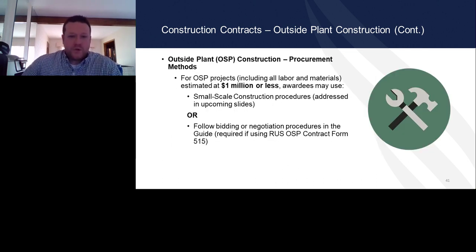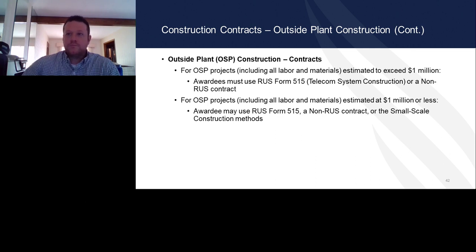Outside plant construction procurement methods, continued. For outside plants, including parts and labor, estimated at $1 million or less, awardees may use small-scale construction procedures, which will be covered in upcoming slides, or they can bid or negotiate following the 515 process. For outside plant construction contracts, including parts and labor, estimated to exceed $1 million, awardees must use the 515 or a non-RUS contract. At $4 million or less, you can use the 515, a non-RUS contract, or follow the small-scale construction procedures.